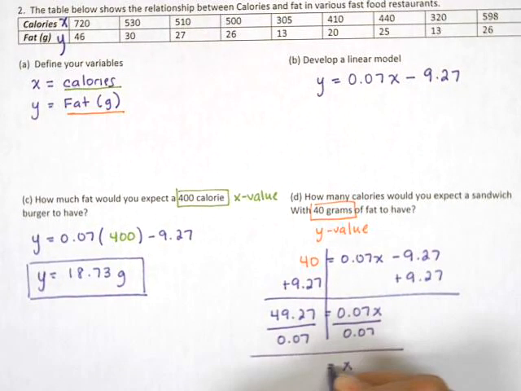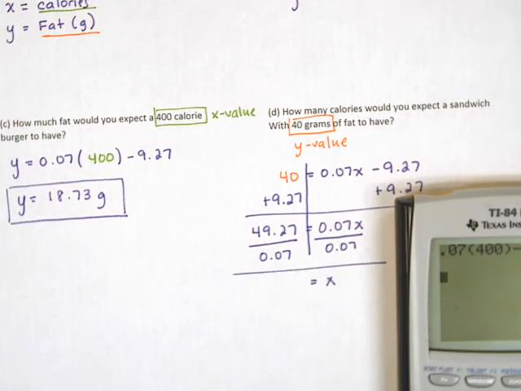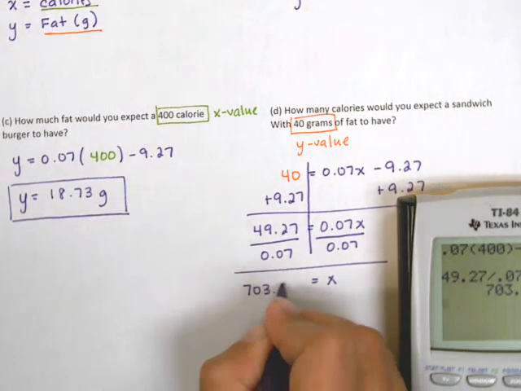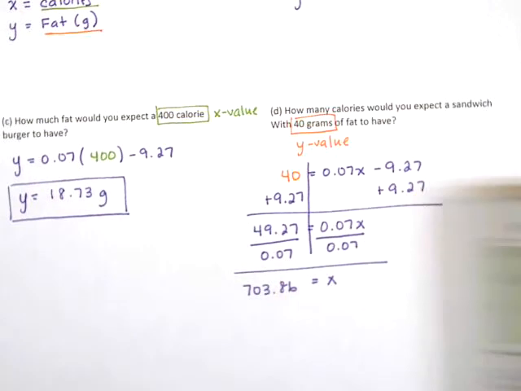and I would get x equals 49.27 divided by 0.07, which gives me 703.86 calories.